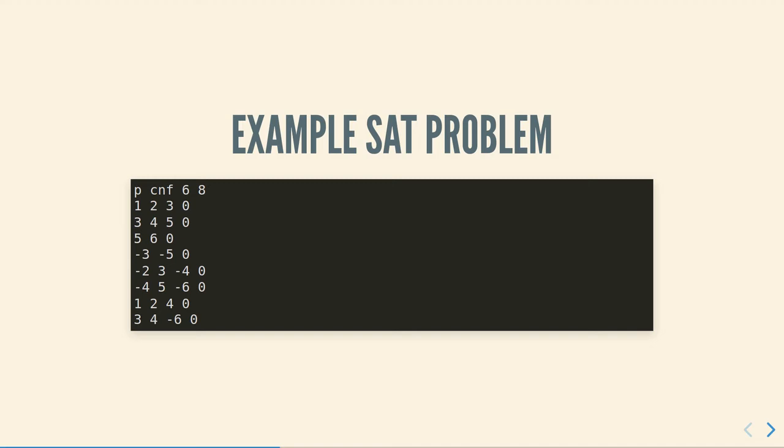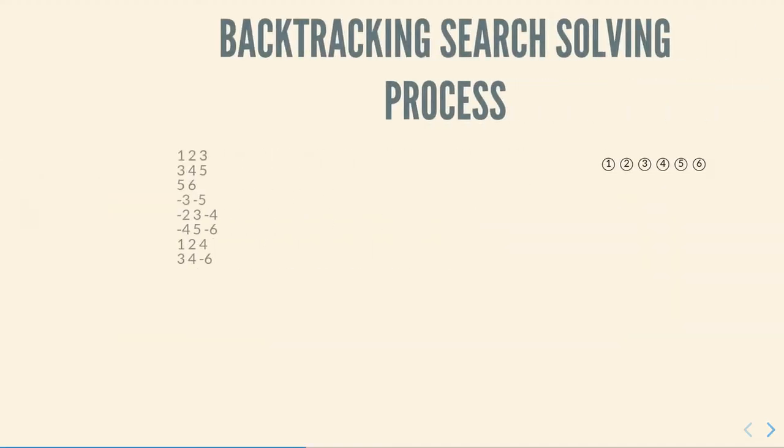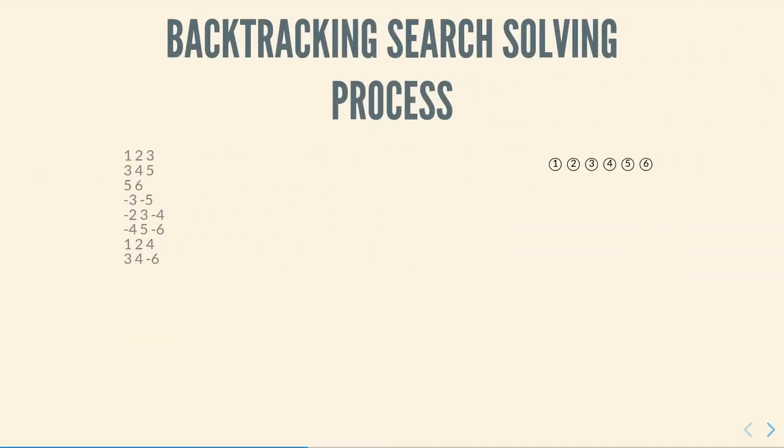And now we're going to solve it using a particular process, and I want to break it down for you. The first one is what I would say is a very, very primitive backtracking search process. In this case, we have the variable values 1, 2, 3, 4, 5, and 6. And on the left-hand side, we've got all of the clauses: 1, 2, 3, 3, 4, 5, 5, 6, minus 3, minus 5, etc. And those are our clauses.